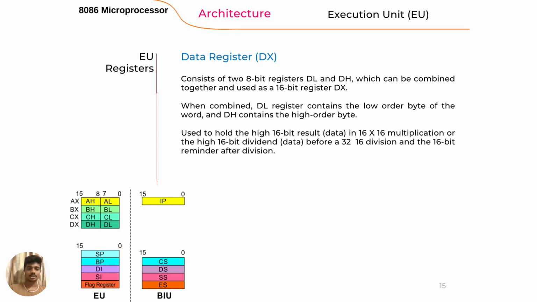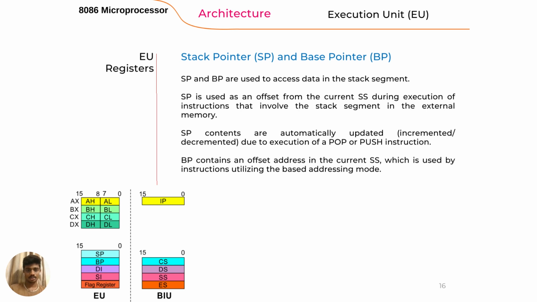DX register, data register, consists of two 8-bit registers, DL and DH, used to hold the high 16-bit result in 16 cross 16 multiplication or the high 16-bit dividend before a 32 by 16 division. Now there are stack pointer and base pointer. The stack pointer is used as an offset from the current stack segment during execution of instructions that involve the stack. Base pointer contains an offset address in the current stack segment, which is used by instructions utilizing the based addressing mode.